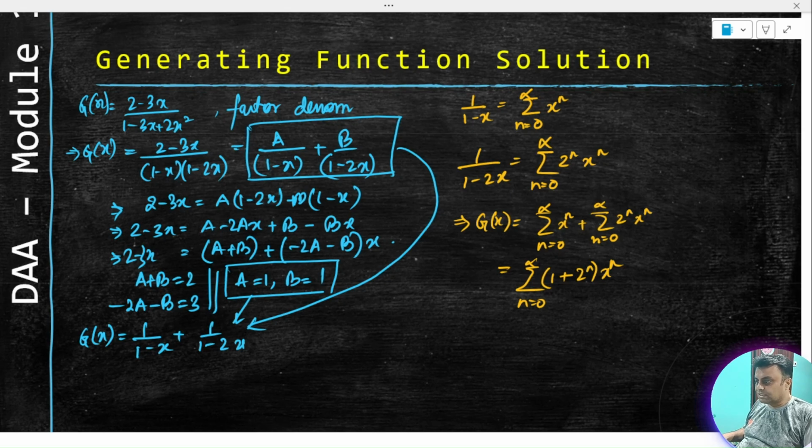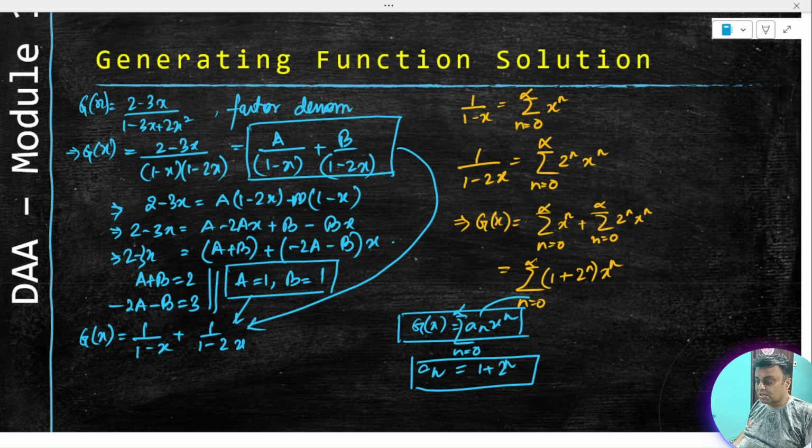That your generic form of gx is gx equal to a_n x to the power of n, so this is my gx. In fact, this is sigma of n equal to 0 to infinity. This is what we know. Therefore, I can say that my a_n is equal to 1 plus 2 to the power of n.